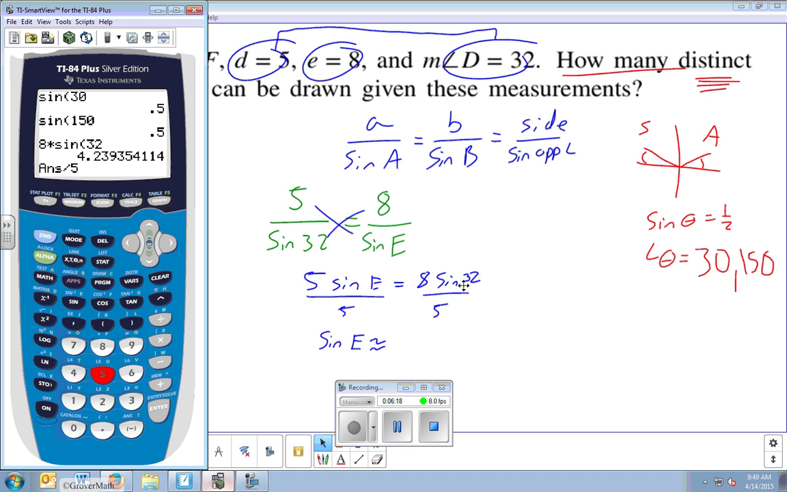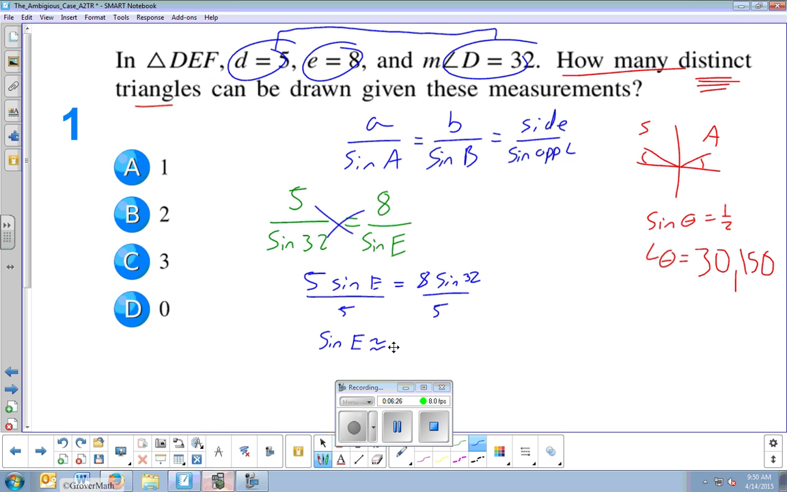So if you do 8 times sine 32 divided by 5, you get sine E, which is 0.8478, and a bunch of other numbers. But how is this helping me? I want angle E. So what I then need to do here is I need to turn this into angle E.